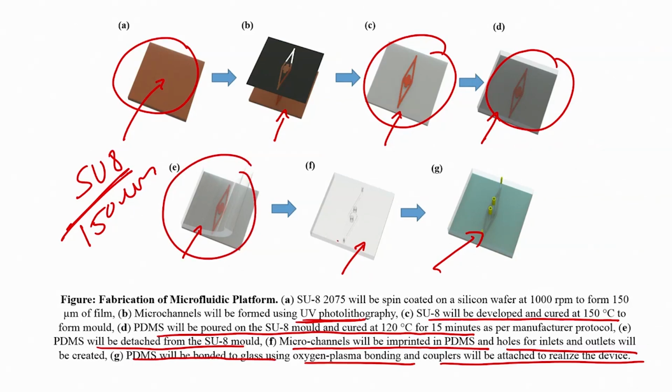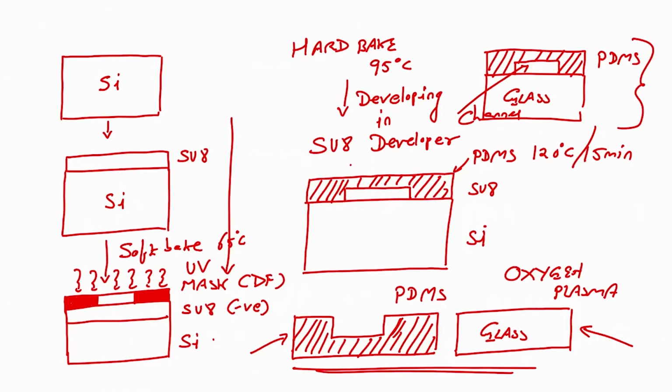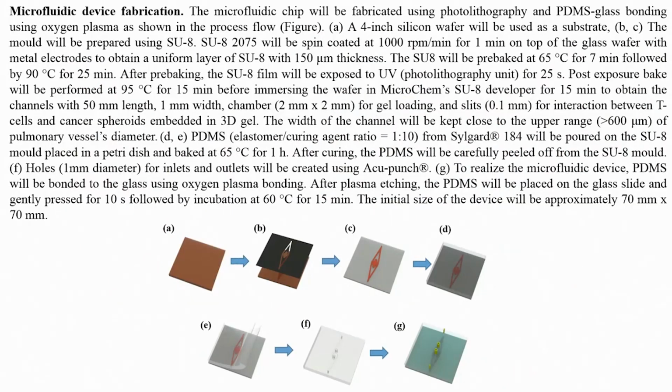After detaching, you have to insert holes in this PDMS, right, in this particular section, through holes. Right. So, holes for inlet, outlet and for loading material with spheroid will be created, and finally, this is PDMS. So, we will perform oxygen plasma bonding. Once oxygen plasma bonding is done, we will attach the couplers, right. So, if you see here, this is the detailed device fabrication process.